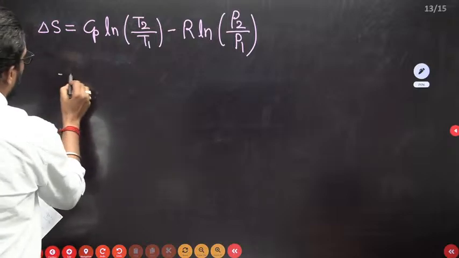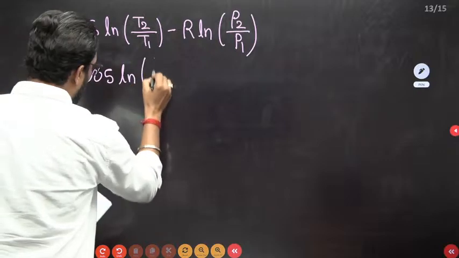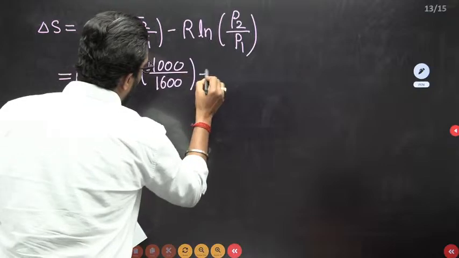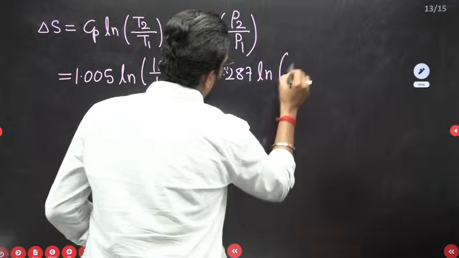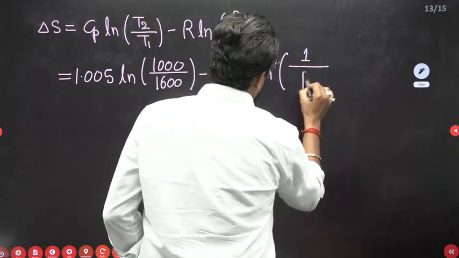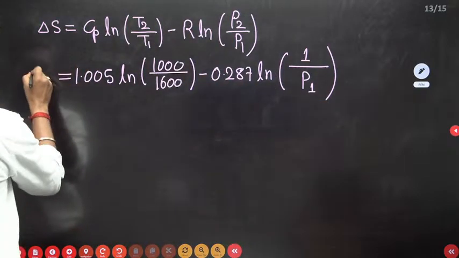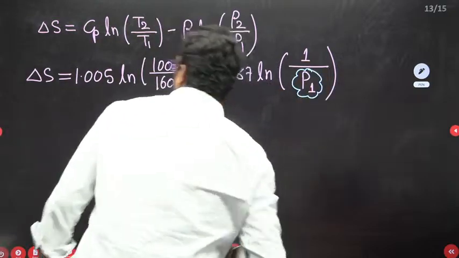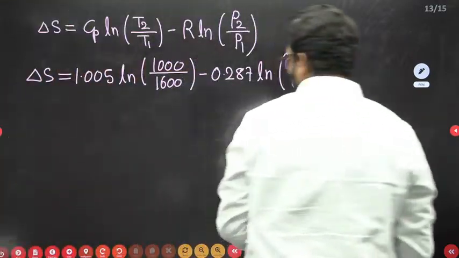Put all these values. Cp of the air is 1.005, T2 is 1000, T1 is 16, R is 0.287, and P2 is the final pressure, that means atmosphere, 1 bar, but P1 we don't have. One equation, one unknown we can never form. Two unknowns: delta S we don't have, and P1. So what is the next step?